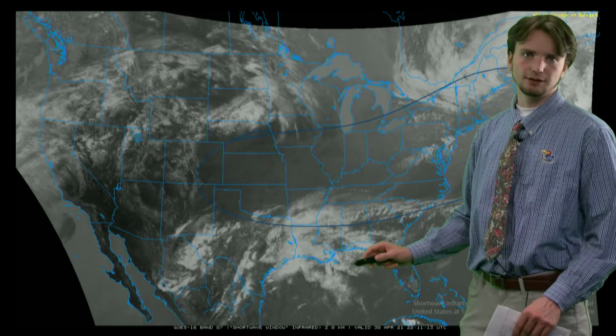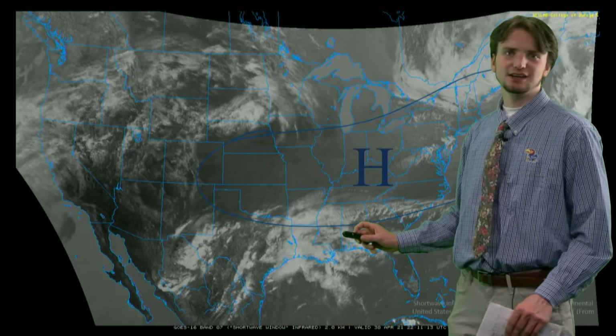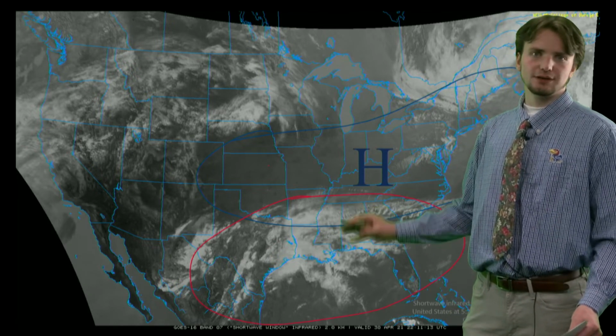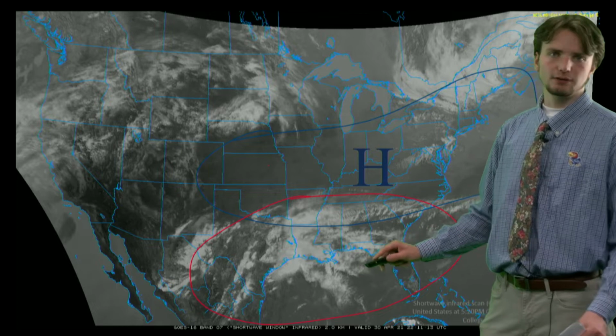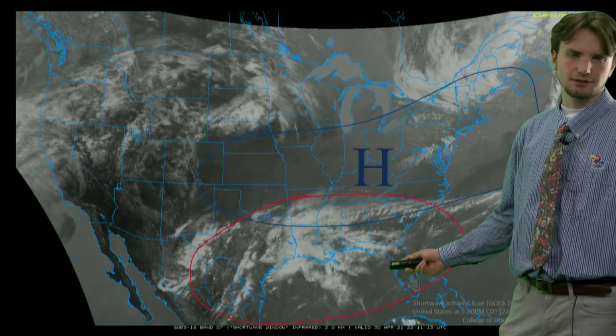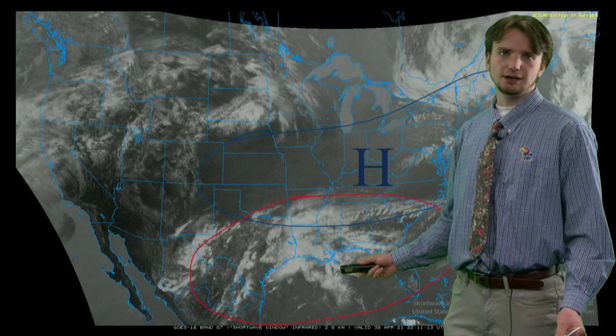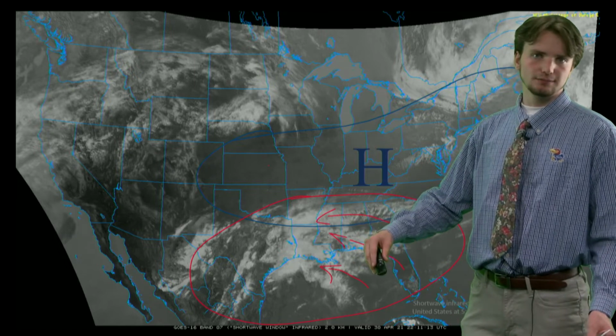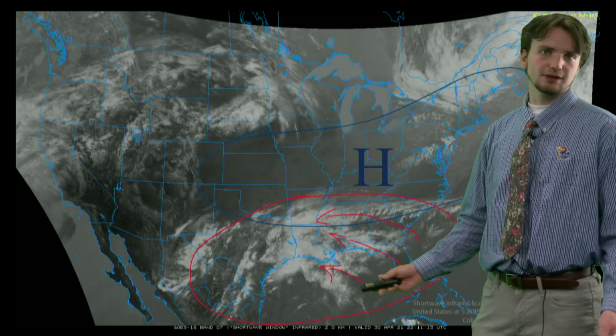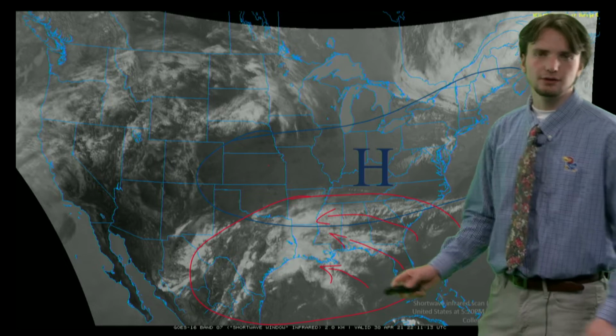So we can go ahead, outline this, throw an H on it for high pressure system. This will be a mostly clear area. And then down to the south, we have a low pressure system. You can tell because the clouds are converging there. They have sort of a cyclonic bend to them, which just means counterclockwise, at least in the northern hemisphere.